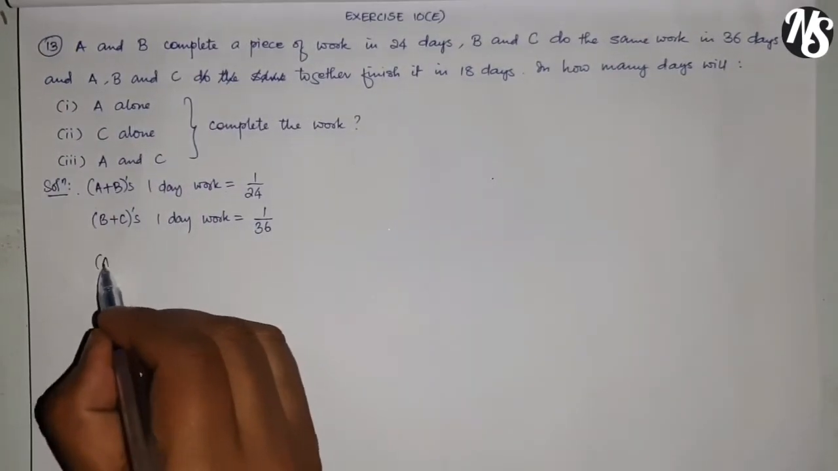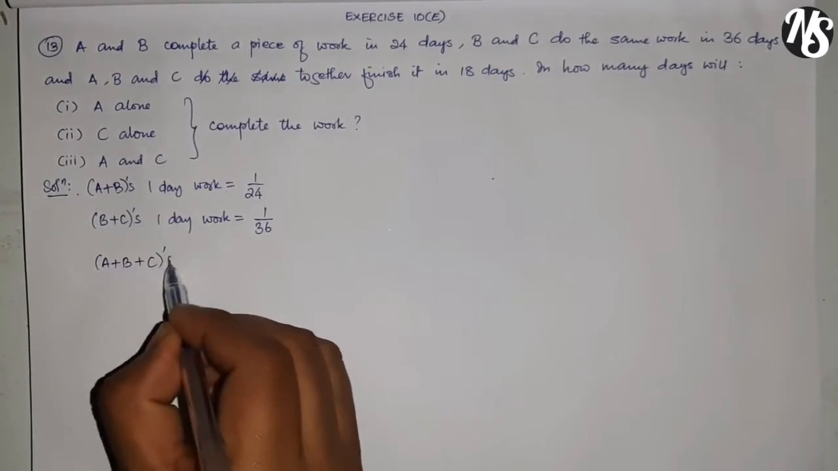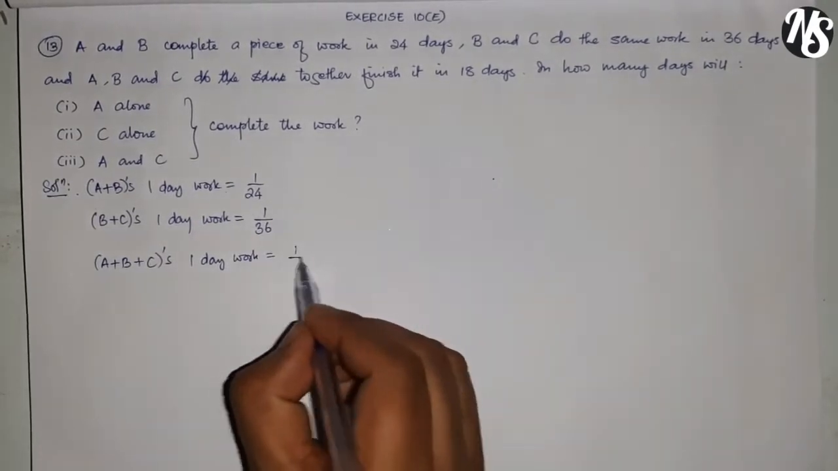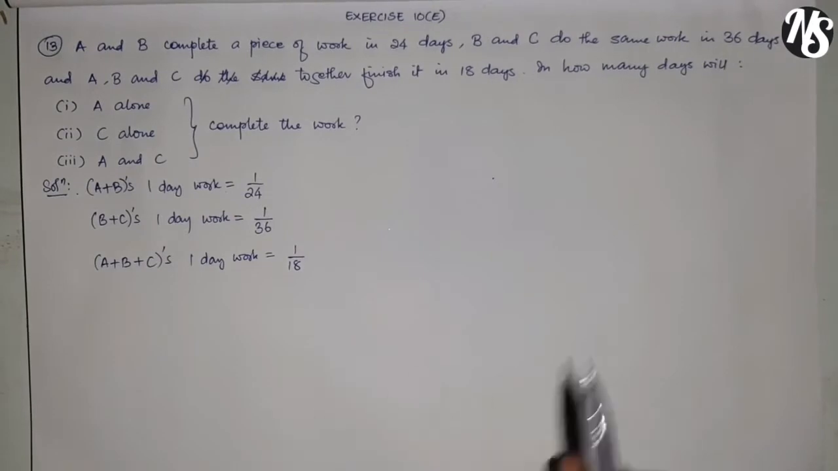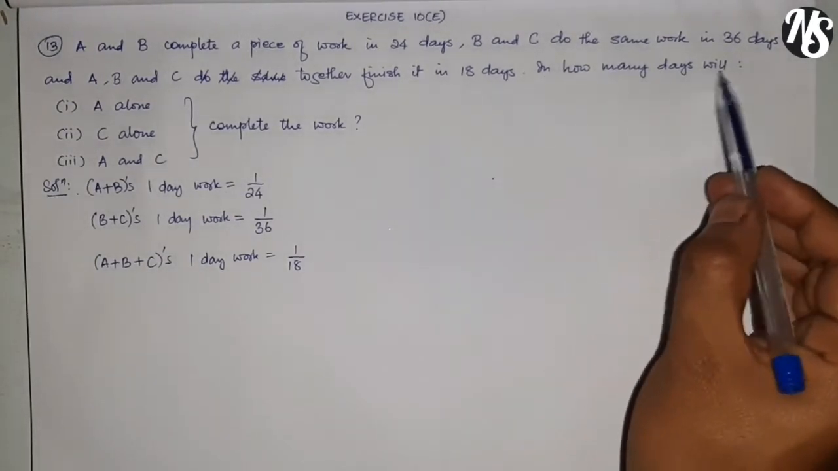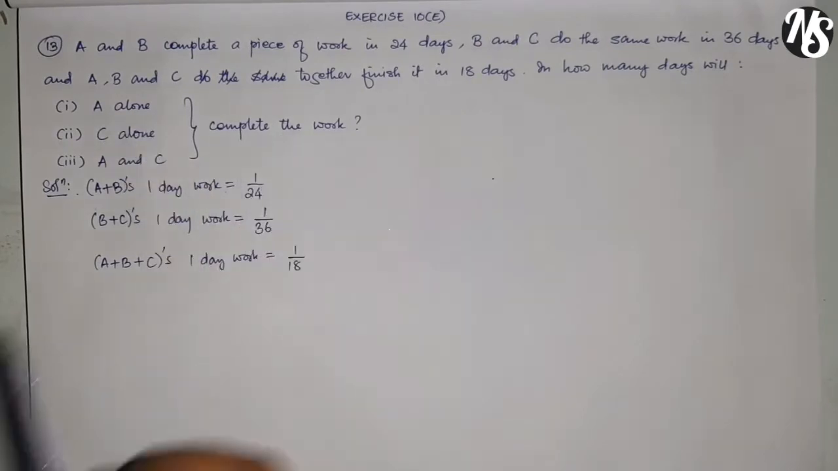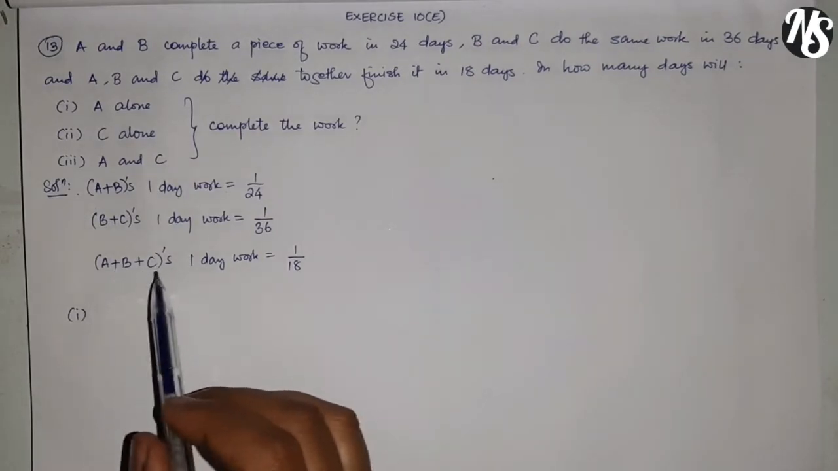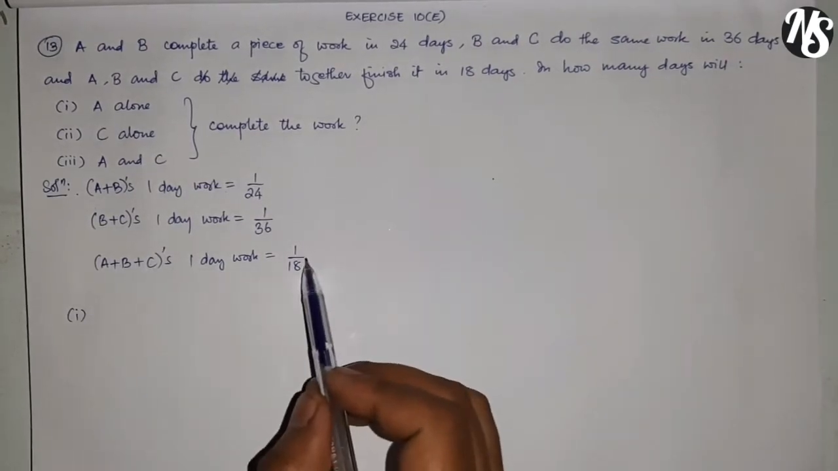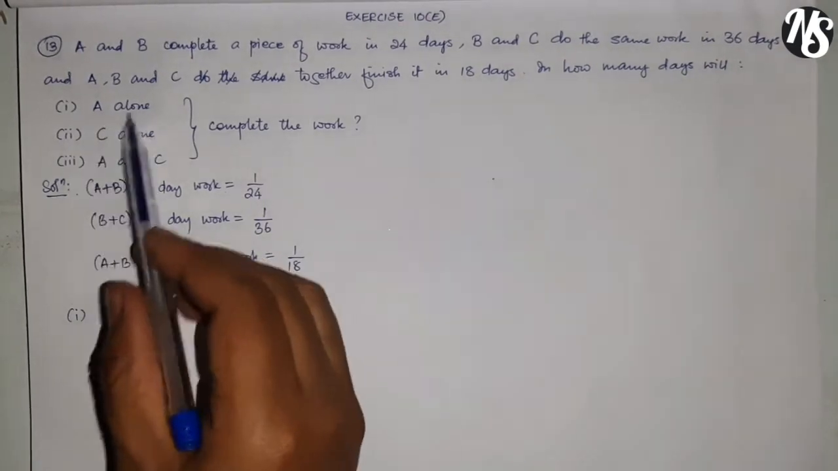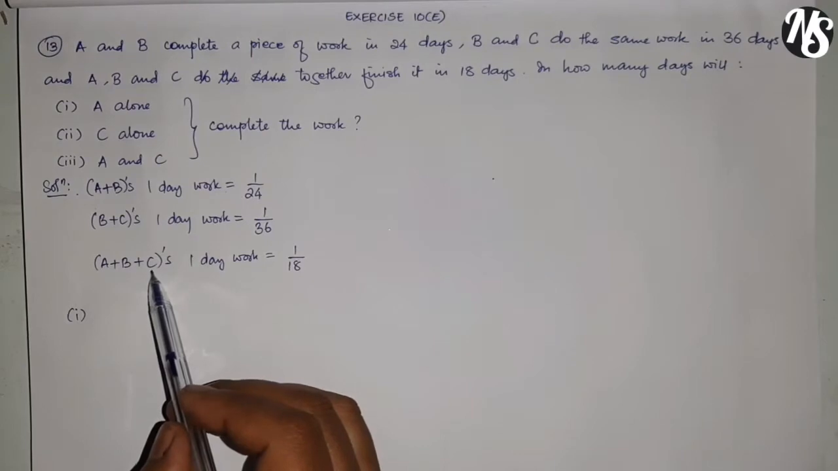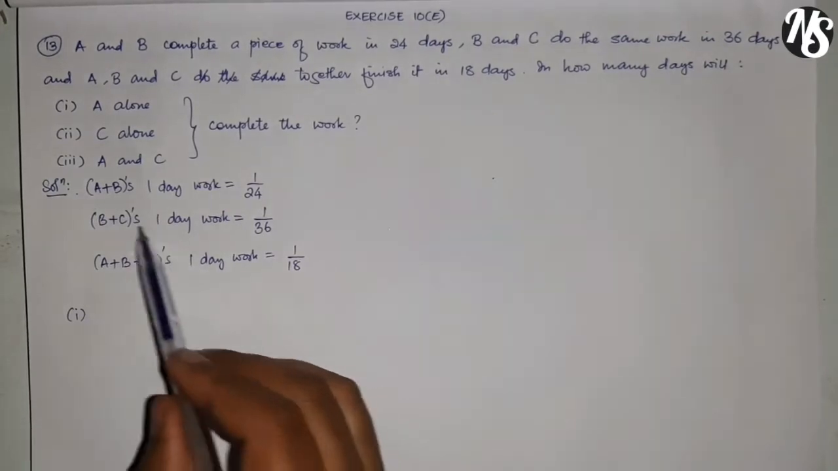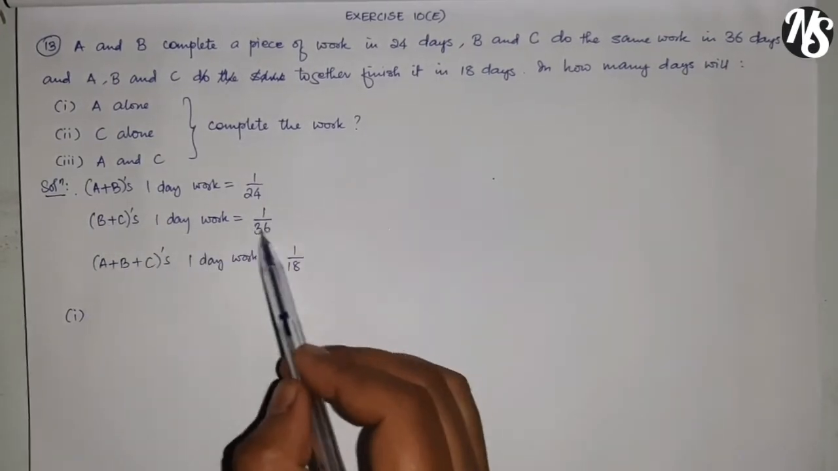That means A, B and C's 1 day work is going to be how much? The reciprocal of 18, which is 1 by 18. Okay, now question is asking, in how many days will A alone complete the work? Okay, so number one, let's find. So see, together, in 1 day A, B and C does this much of work. And if you want to find only A's work, you have to remove B and C, right? So to remove B and C, we have to remove the contribution of B and C in 1 day, and you know that the contribution of B and C in 1 day will be this much, isn't it?